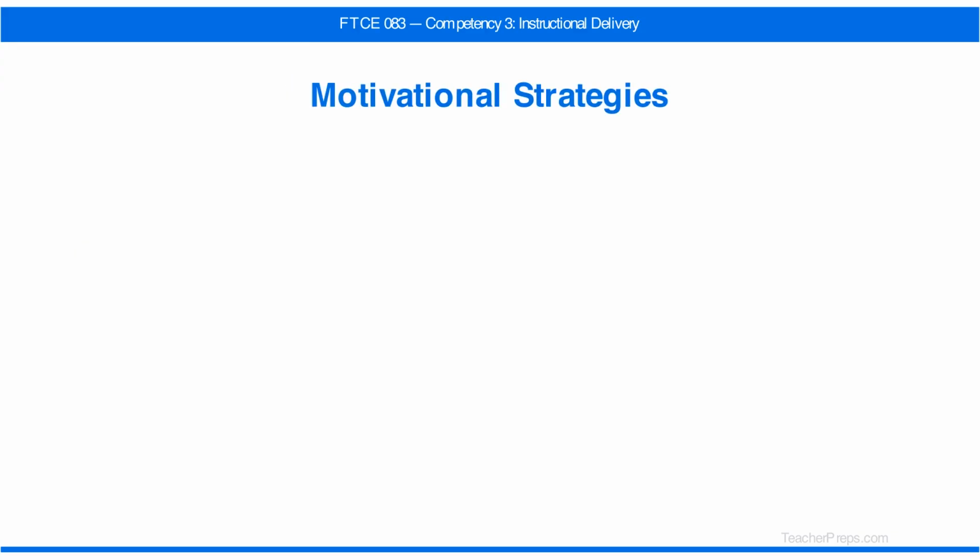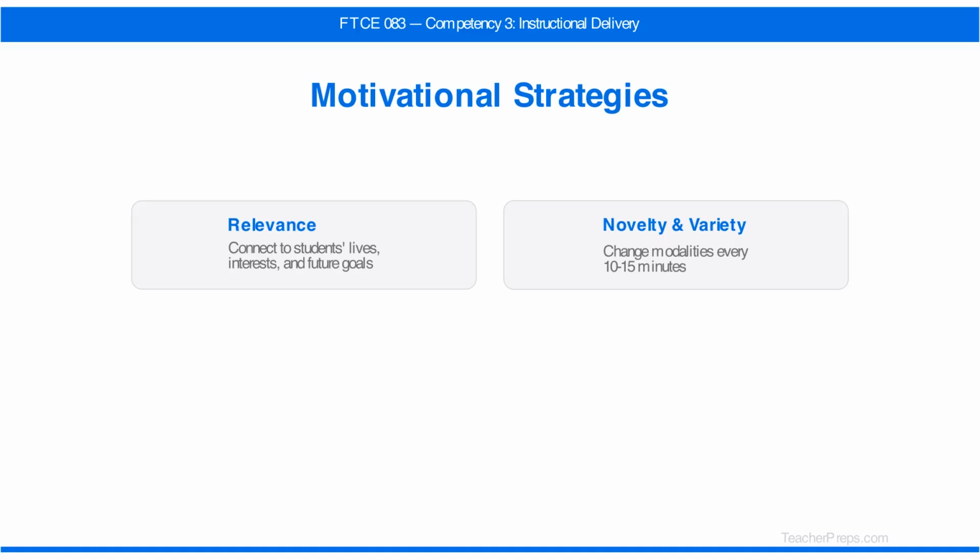Beyond self-determination theory, here are additional motivational strategies the exam loves to test. Relevance. Connect content to students' lives, interests, and future goals. When students see why something matters, they engage more deeply. Novelty and variety. Change modalities every 10 to 15 minutes. Use games, movement, technology, and varied activities to maintain attention. Goal setting. Have students set, track, and reflect on their own learning goals. This builds both autonomy and competence simultaneously.